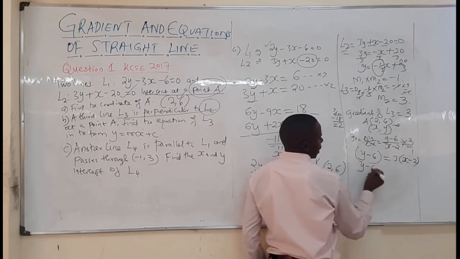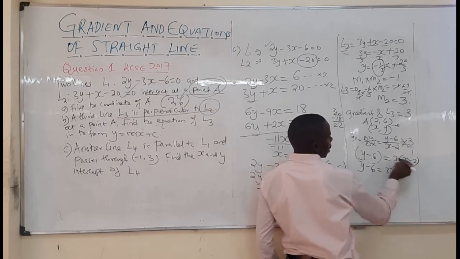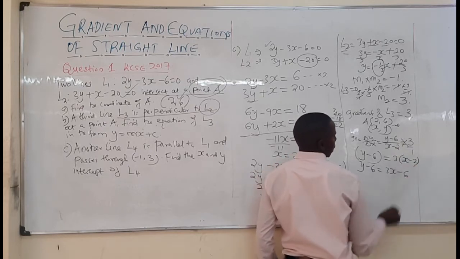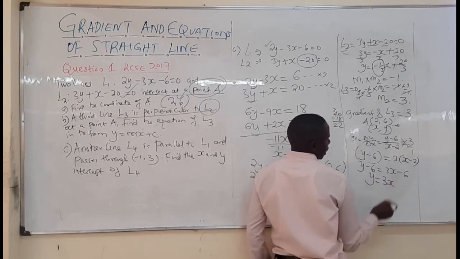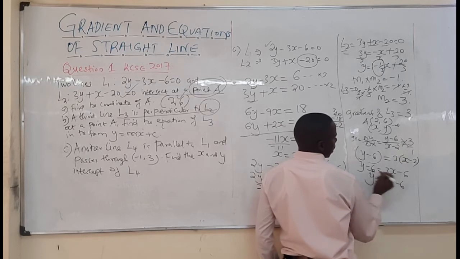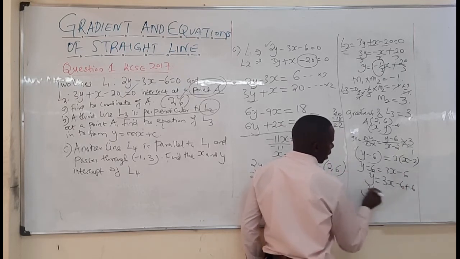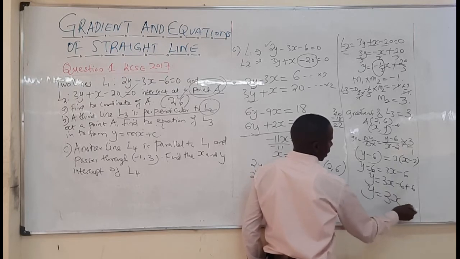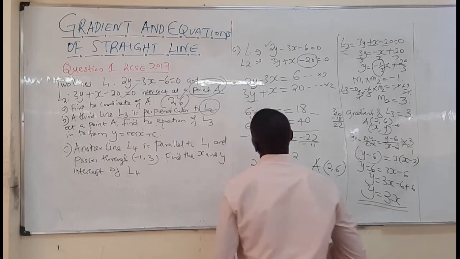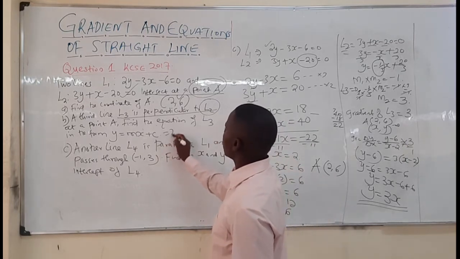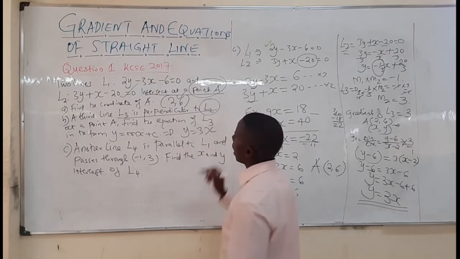Then y minus 6 is equal to 3x, since 3 times x is 3x, and 3 times minus 2 is minus 6. So y will be 3x, then minus 6 goes to the other side as plus 6. So minus 6 plus 6 is 0. So y is equal to 3x. That is our equation of line 3 in the form y equals mx plus c. That is y is equal to 3x.